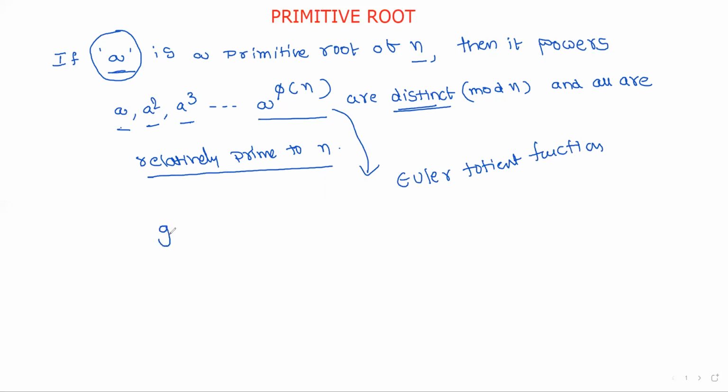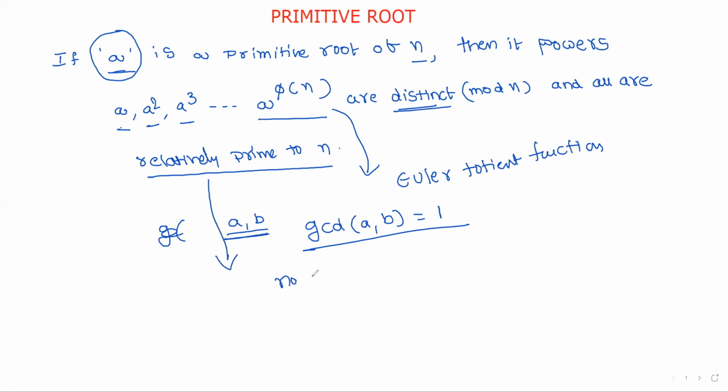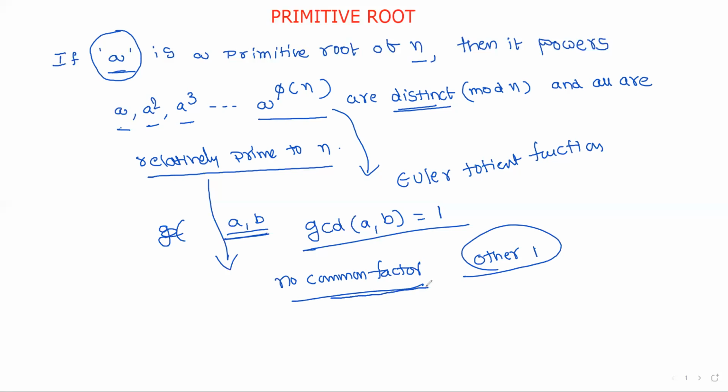What do you mean by relatively prime? For example, consider two numbers a, b. If they are relatively prime, the GCD of the two numbers is equal to 1. Or one more way to say it is that the two numbers have no common factor other than 1. 1 is a factor of any number. Other than 1, if there is no common factor, then the two numbers are called relatively prime.